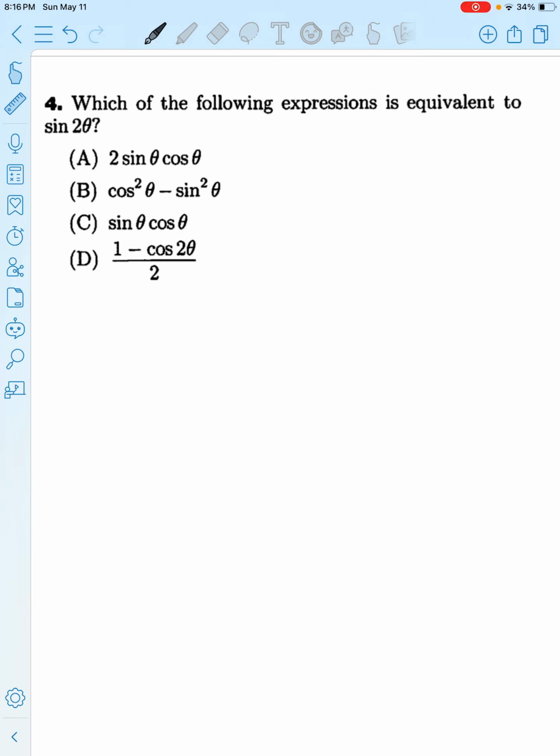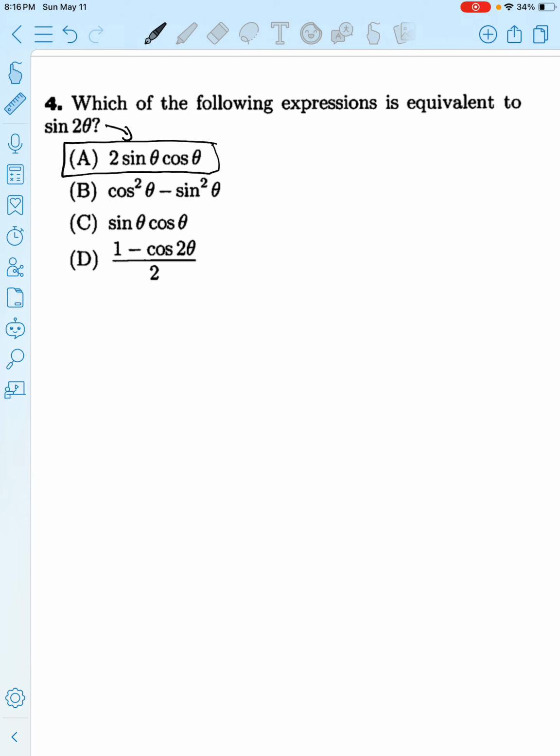So for our problem right now, let's say which of the following expressions is equivalent to sine 2 theta? If you don't know, sine 2 theta is 2 sine theta cosine theta. Okay, really easy to remember. Sine 2 theta is 2 sine theta cosine theta.